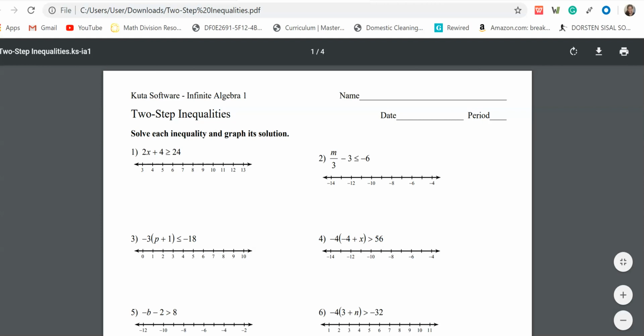Okay guys, this video is on two-step inequalities. I'm going to try to get this done in 20 minutes or less, hopefully, but the biggest thing is going to be noticing all the steps that happen in solving these two-step inequalities. There should just be two things I do to isolate the variable by itself.